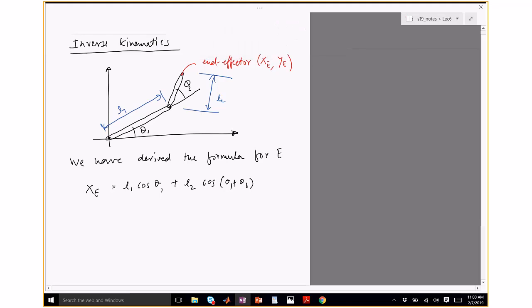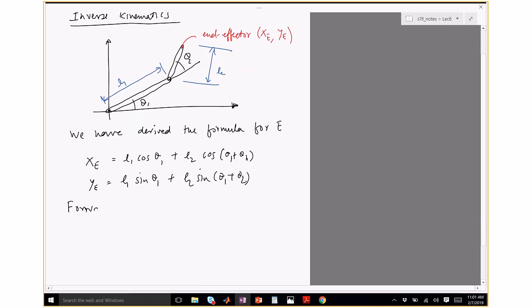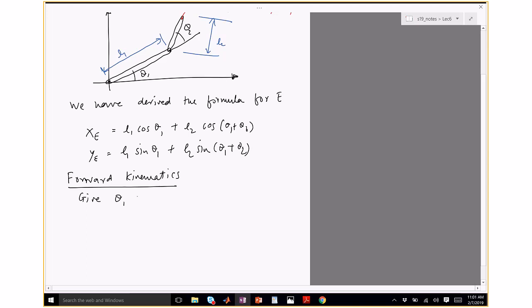And ye is L1 sine theta 1 plus L2 sine of theta 1 plus theta 2. Okay, so forward kinematics is what we've done so far. We are given theta 1 and theta 2 and we find xe, ye using equation 1. So that's something we've done, we've plotted.